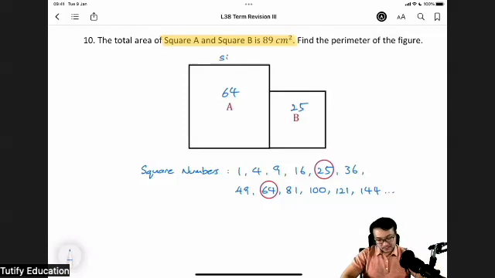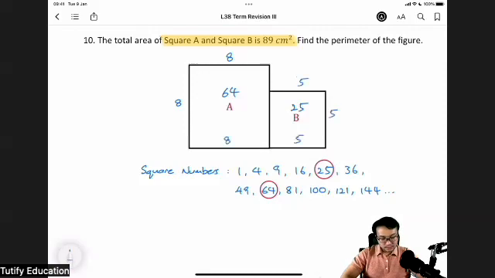Oh, it's 8. Very good. Side times side. So this is 8. This is 8. 8 times 8 is 64. What is the length of the side of the other square? 5. Yes, 5 times 5 is 25.